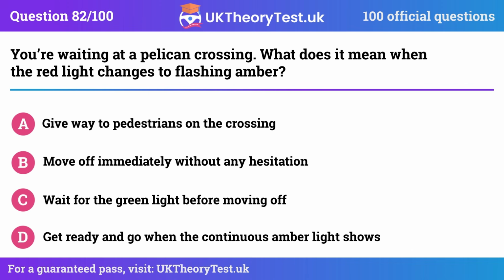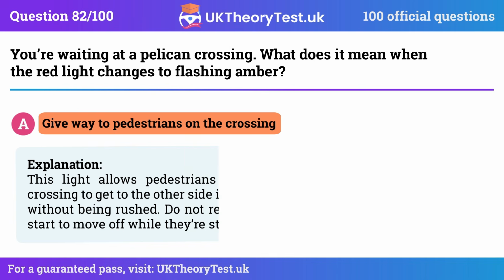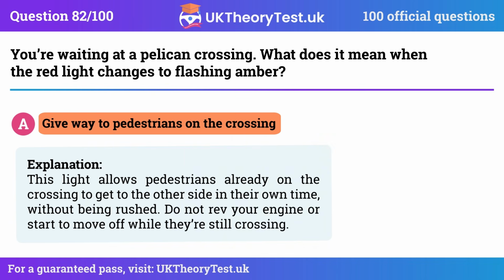The correct answer is A. Give way to pedestrians on the crossing. Explanation. This light allows pedestrians already on the crossing to get to the other side in their own time, without being rushed. Do not rev your engine or start to move off while they're still crossing.